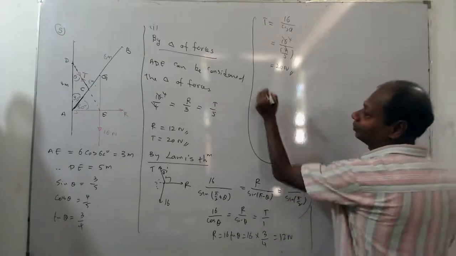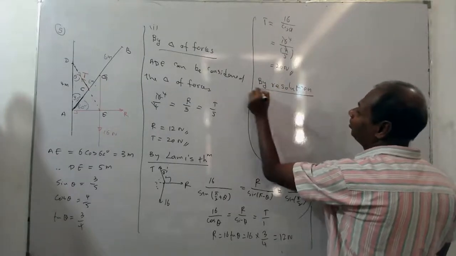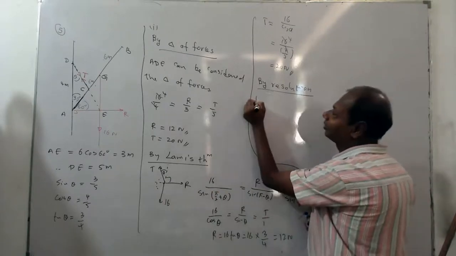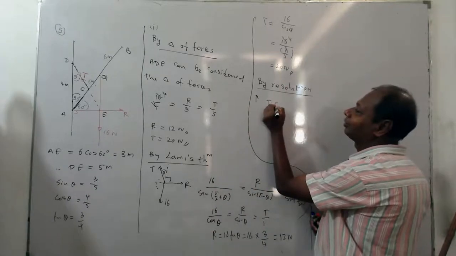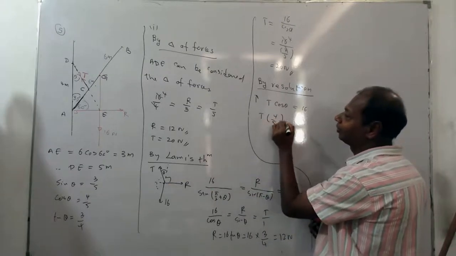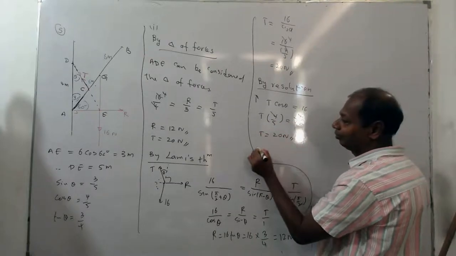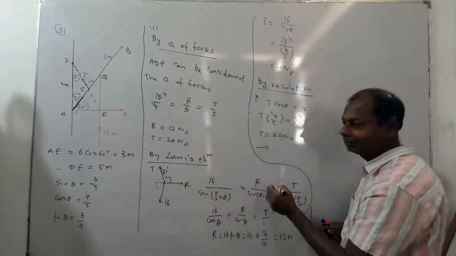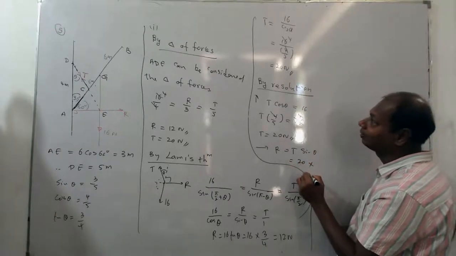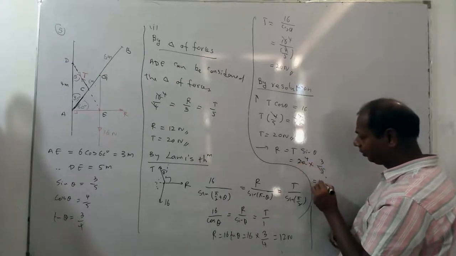Now by resolution. Resolution of the vertical forces: T cos theta equals 16. Cos theta is 4 over 5, so T equals 20 newtons. Resolution of the horizontal forces: R equals T sin theta. T is 20, sin theta is 3 over 5, so it's 12 newtons.